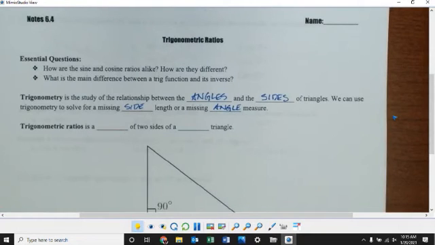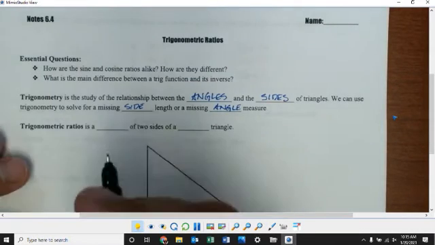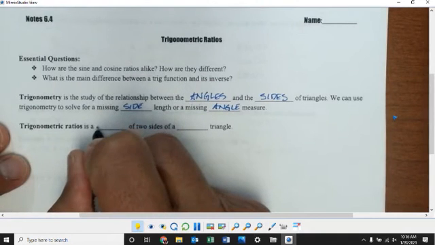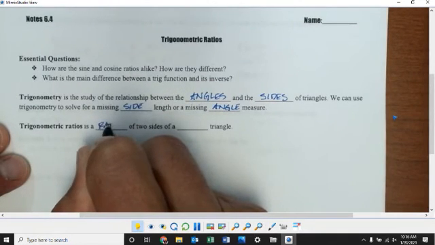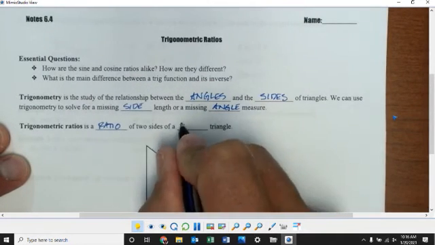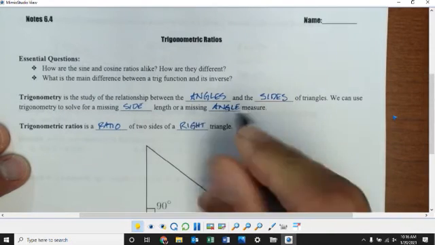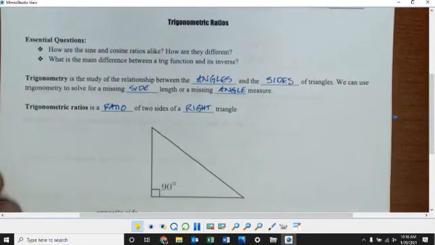The trigonometric ratios, okay, so everything that you're going to learn for the next couple of days is all going to be involved in trigonometric ratios. A trigonometric ratio is a ratio of two sides of a right triangle. Right? Again, always a right triangle.